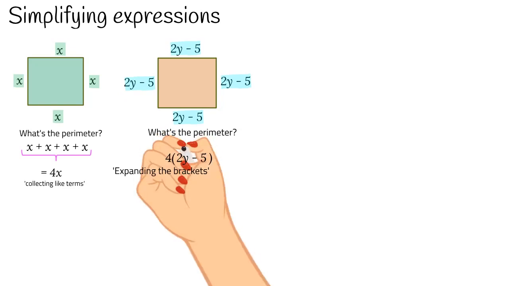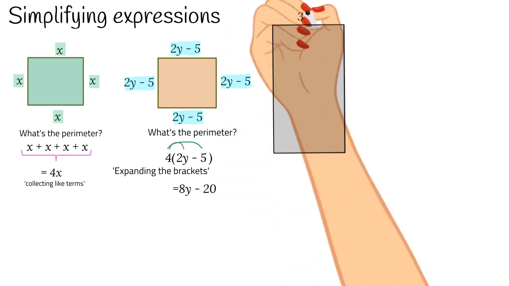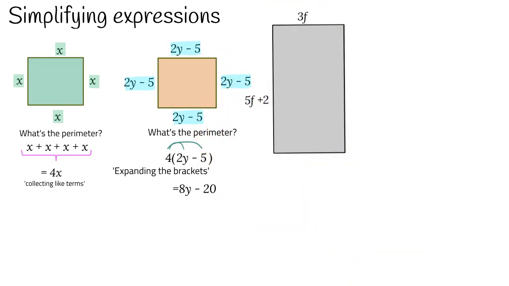So let's first multiply together the 4 and the 2y, and we get 4 times 2y, which is 8y. And now let's do 4 times minus 5, which is minus 20. Wow, wasn't that much less of a headache? Let's mix things up a little bit and work out an area problem.